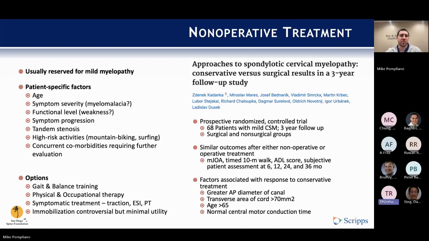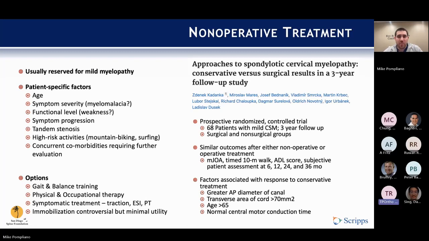With respect to non-operative treatment, this is usually reserved for mild myelopathy. There's many patient-specific factors that can go into this decision in the more mild presentations. So symptom severity, also myelomalacia on the MRI. You can see functional levels with weakness, which may progress or may point you more towards surgical intervention. And then symptom progression over time. If they had no symptoms and then are quickly presenting with progression of neurologic compromise, similarly that may point you towards surgery. Also tandem stenosis, both cervical and lumbar spine, and then other high-risk activities that may lead to spinal cord injury, such as mountain biking or surfing.